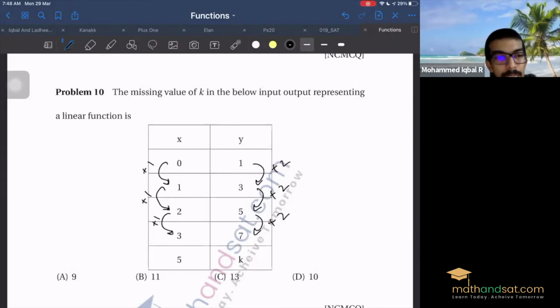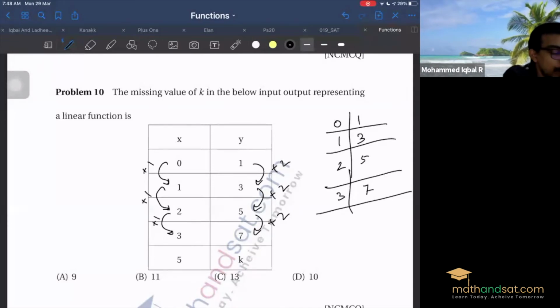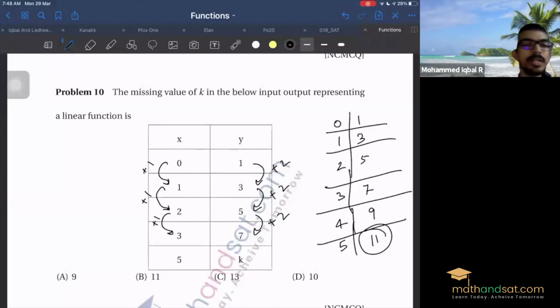Do you see the pattern? So let's fill up the missing values, right? For 0, we have 1. For 1, we have 3. For 2, we have 5. For 3, we have 7. So for 4, we will have 9. And for 5, we will have 11. And this is what is asked for.